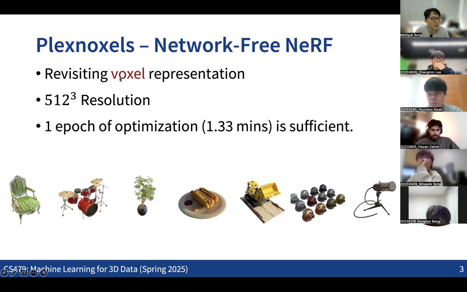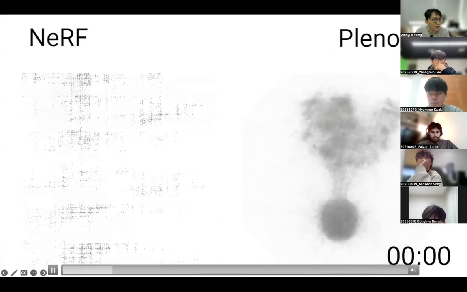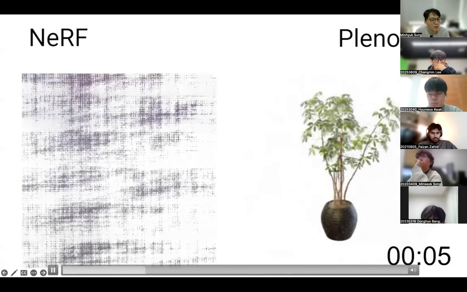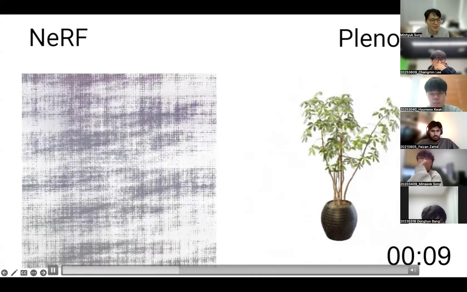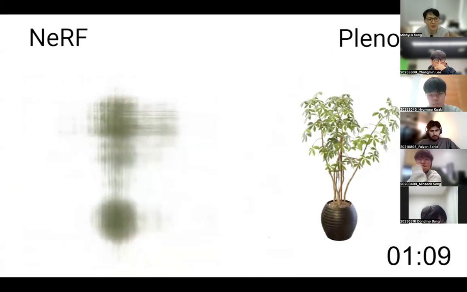We are basically revisiting the voxel representation and taking the 512 cubic resolution. Then what we can see is that the training becomes way faster like this. Even in a few seconds, we are already getting some kind of 3D shapes, right? So this is really doable. We are not going to get into any details because of the lack of time here.